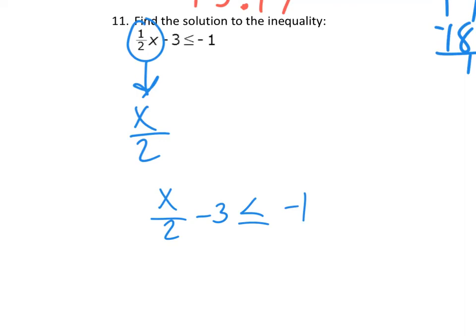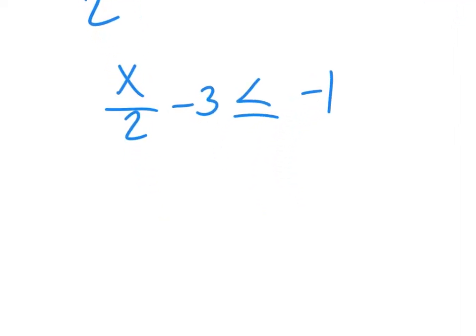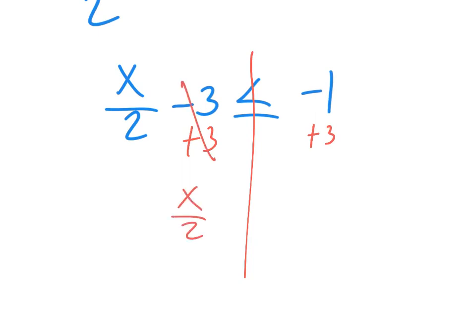First step is you always want to get everything away from the variable. You want that x cold and alone. I'm going to draw my line down there. I'm going to add 3 on both sides. When I add 3, that goes away. On the left side, I'm left with x over 2 less than or equal to negative 1 plus 3 is 2. Now my final step is I got to get that x by itself.